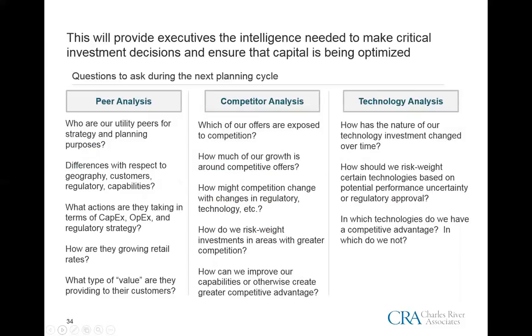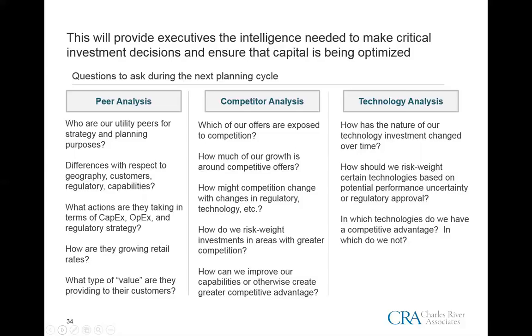So just on this final slide here, some questions that you want to be asking as part of these three exercises. In the peer analysis, some important questions up front are, who are our utility peers? And it's interesting, right? Because there's compensation peers, but there's also a set of peers that maybe are more relevant for strategy and planning purposes, and they may be peers that you haven't thought about before. So I think there's a thought exercise as a group to really understand who should be our peer, and they may not even be regional peers.